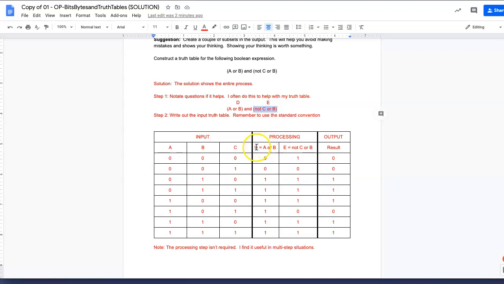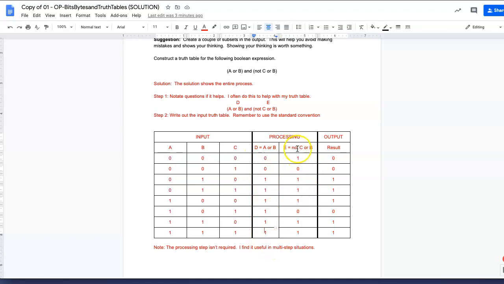So in this processing step, I have D, which is A or B. And so what I do is I look at A or B. So 0 or 0 gives me 0. 0 or 0 gives me 0. 0 or 1 gives me 1. 0 or 1 gives me 1. 1 or 0 gives me 1. 1 or 0 gives me 1. 1 or 1 gives me 1. 1 or 1 gives me 1. And so now we know every case down here.